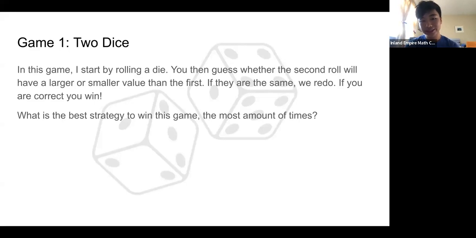So what is the best strategy to win this game the most amount of times? Let's just say that you're playing this game 100 times, or 1,000 times. You're just playing this game and you want to win as many times as possible. So what is the best strategy to win this game?